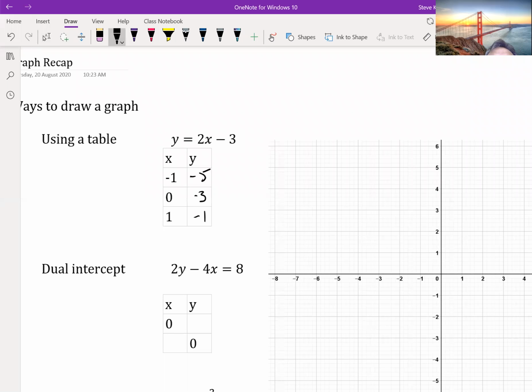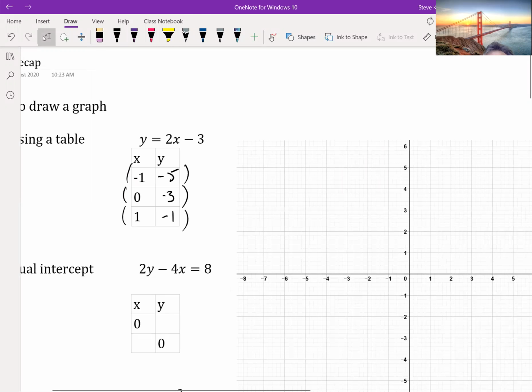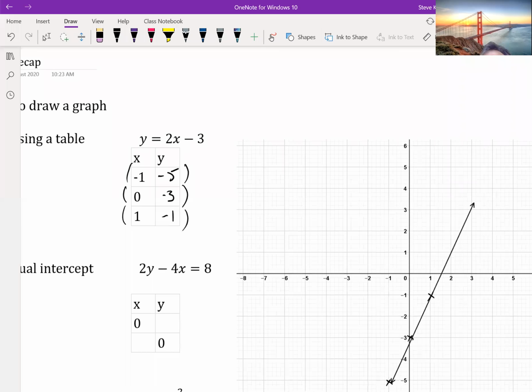And so there are the 3 coordinate pairs that I need to be able to plot this graph. (-1, -5), that's down there. (0, -3), that's over there. (1, -1), that's over there. And then all I do is go and join those with a straight line. And you guys were doing this fine with your diagrams. That was good to see.